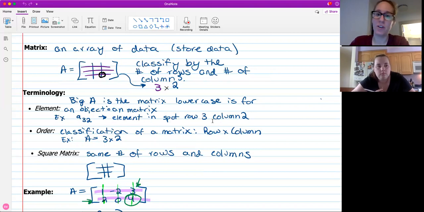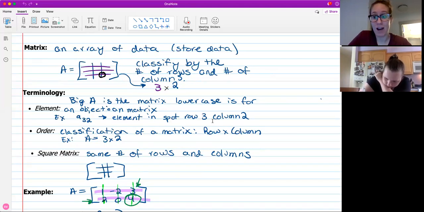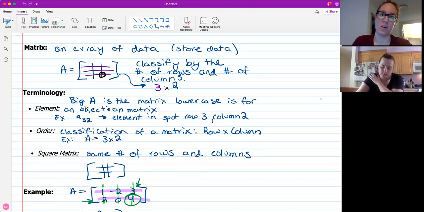So just keep in mind, first number is your rows, second number is your columns when you're talking about order. Everything else should be pretty easy. I think you guys are going to have a really easy time with today's homework. And hopefully that was clear for you guys. If not, you can always just Google matrices. They're pretty much everywhere. And I don't know, we're doing pretty basic stuff.